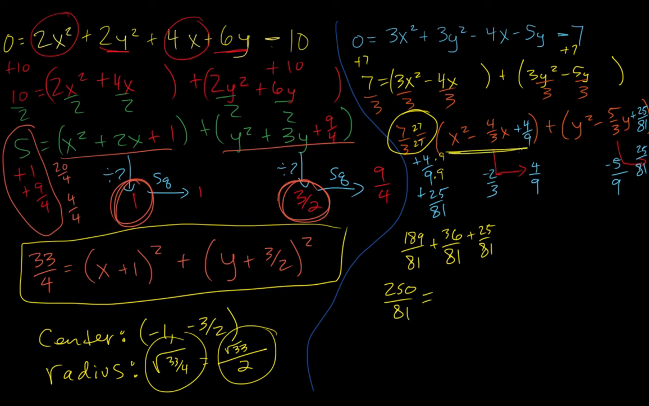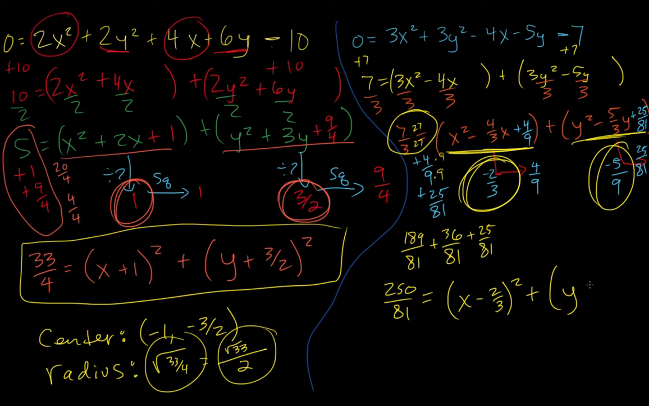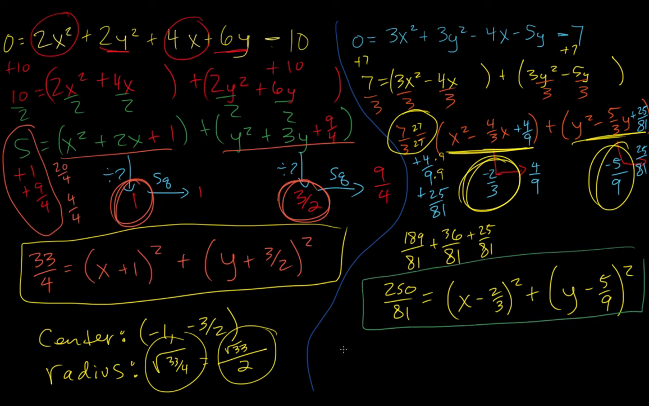Okay, I'm coming back here and I'm doing my magic step. So I do X and then the elbow, and then I do Y and the elbow, and that's my center radius form. And so if I want to pull out the center, I get 2/3, comma 5/9, once again remembering to change the signs.